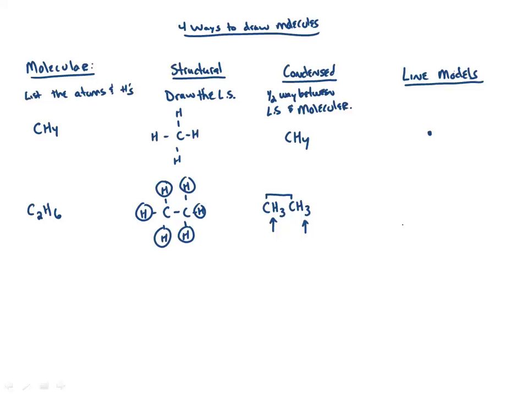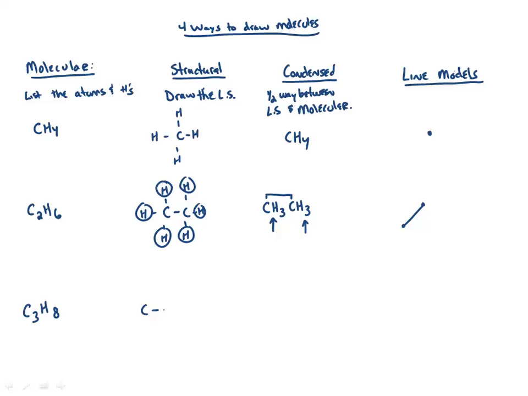And then for a line model, it simply is a line, and each end is considered a carbon atom. So what do you think the next one we should look at is? What would be a next good example? How about C3H8?